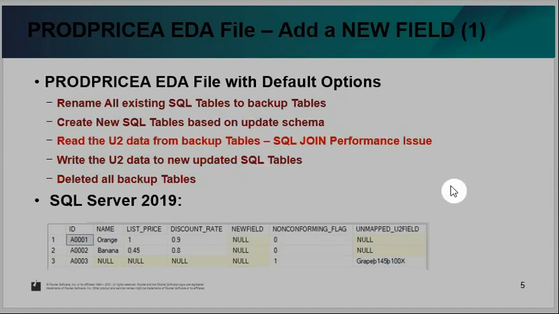The second option has a different way of working. If you run EDA convert, there are multiple steps: the existing SQL table is renamed to become a backup table, a new table is created based on the new schema, then the data is read. That's the main problem with EDA convert. On this small file it's fine, but if you have a million records, it will take much longer to read the data back. If you have many multivalue fields that need to be joined together, that's the performance problem. After you read the data from the backup table, you can write the data back to the new SQL Server table.